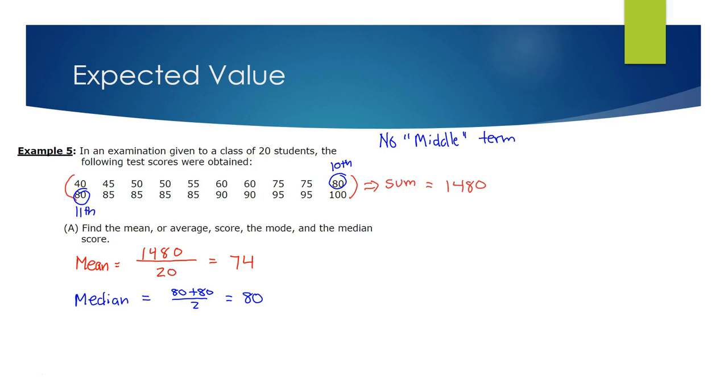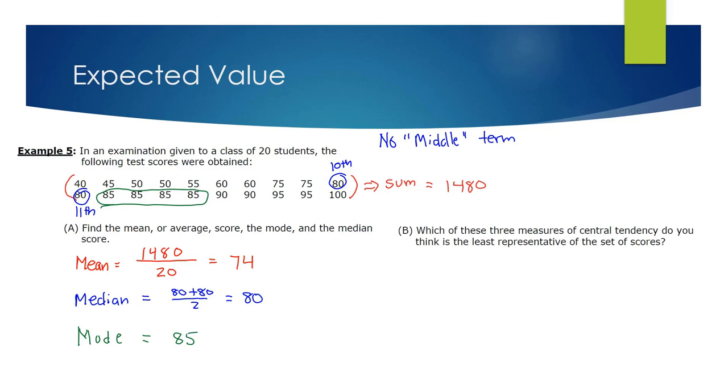The mode is just me looking through the data to see, okay, is there any one piece of data that occurs most frequently? Well, I can see that the 85s occur 4 times, and I don't really have any other value in this group of test scores that occurs more frequently. So 85 would be the mode. So you can see there's some differences in these scores here.